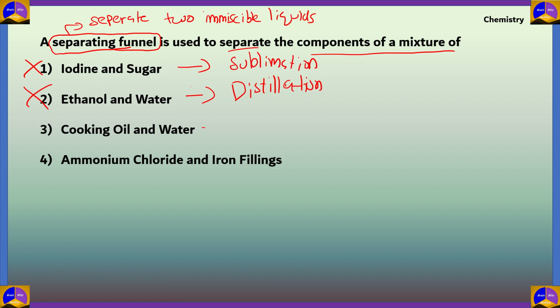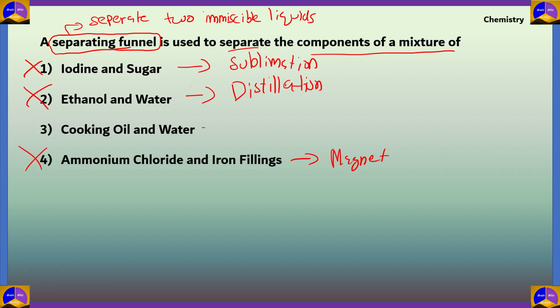Let's look at option 4. In option 4, ammonium chloride and iron filings. Now, this is separated using a magnet. The iron filings are attracted by the magnetic material, while ammonium chloride is not attracted. So, ammonium chloride is left behind, and the iron filings stay on the magnet. So, option 4 is also incorrect.